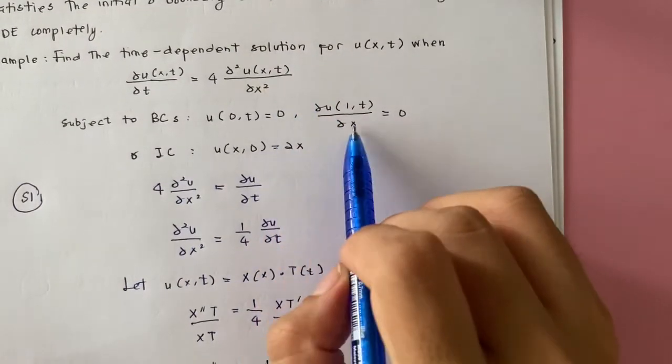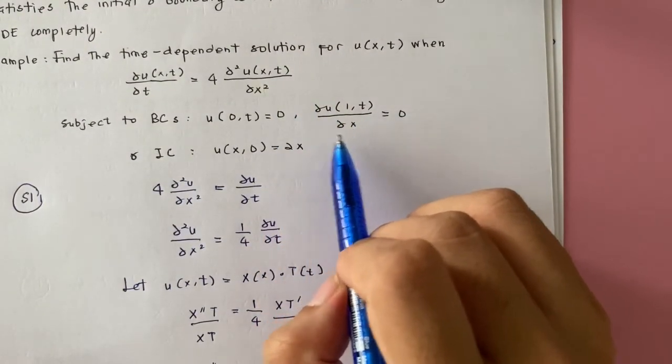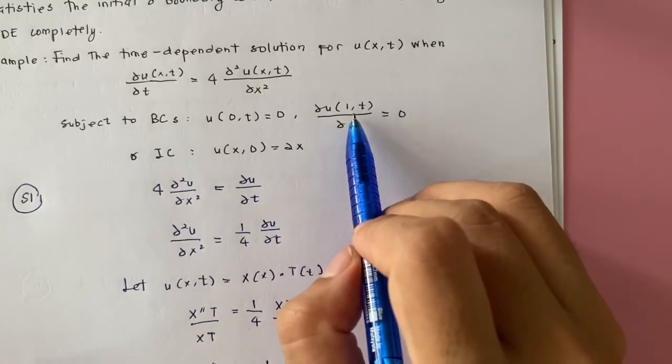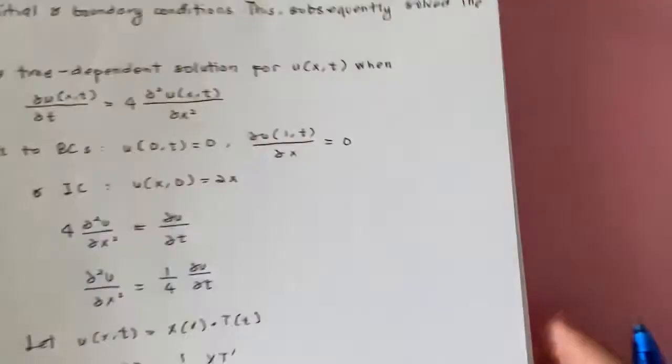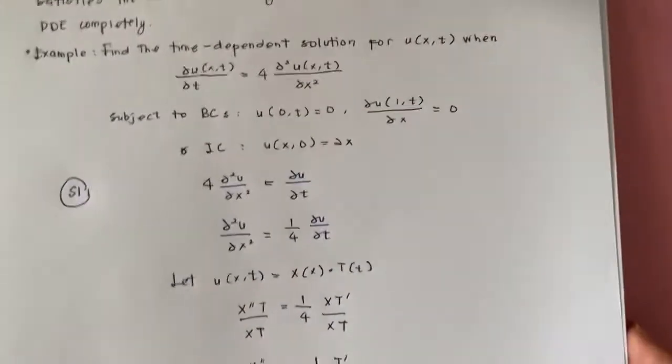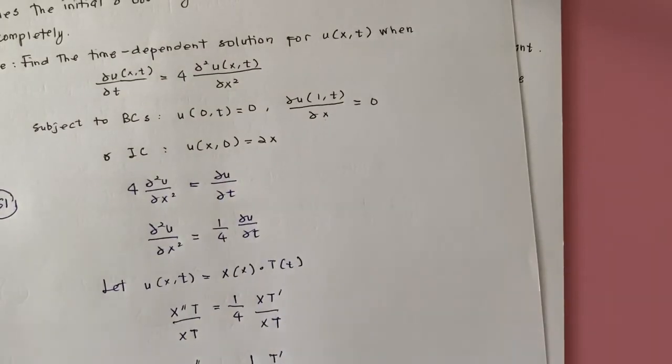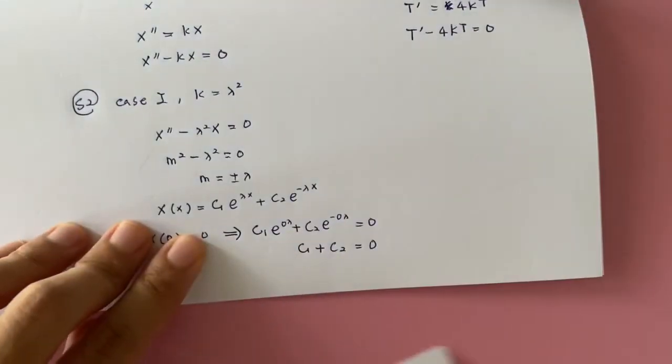And the second boundary condition, del u over del x, substitute x equal to 1, you have 0. Meaning that you need to find X prime in order to use the second boundary condition. So now you have X here.